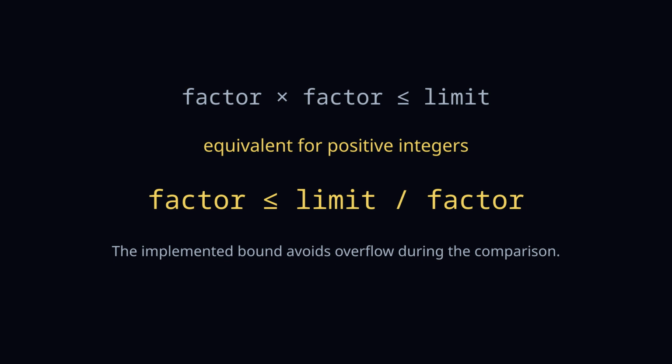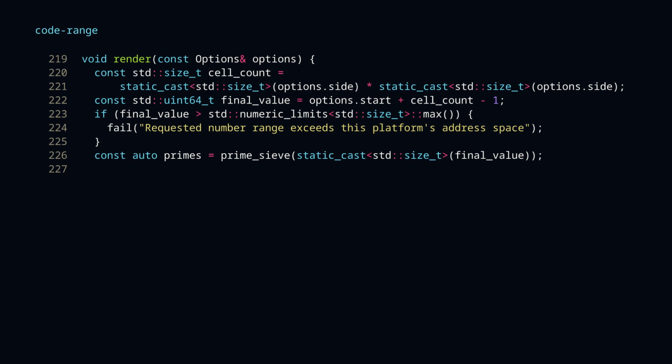The outer condition deserves attention. Instead of asking whether factor squared is less than or equal to the limit, it asks whether factor is less than or equal to limit divided by factor. Those statements are equivalent for positive integers, but the division form avoids overflowing during the bound check. Only after the safe condition succeeds does the code form factor squared.